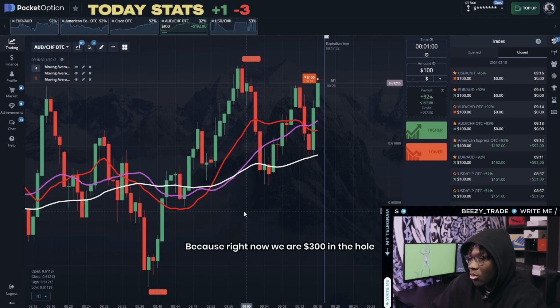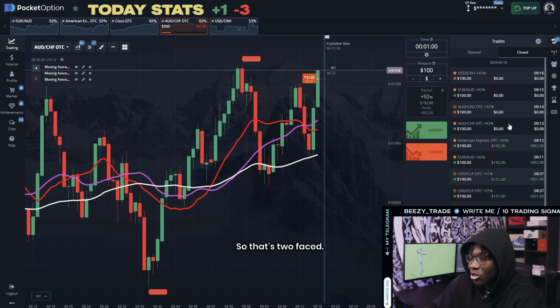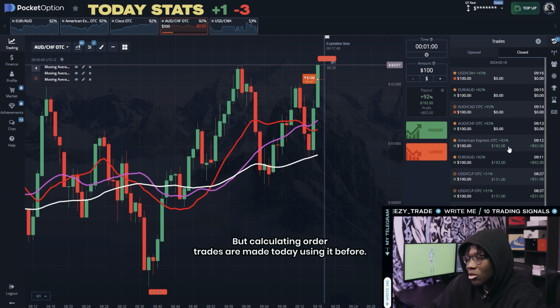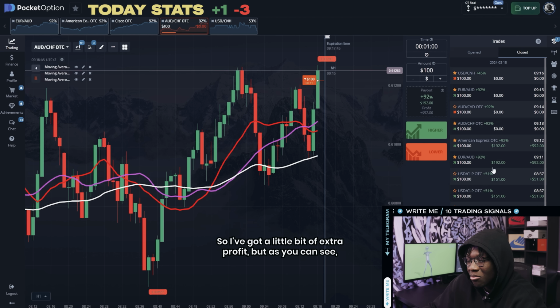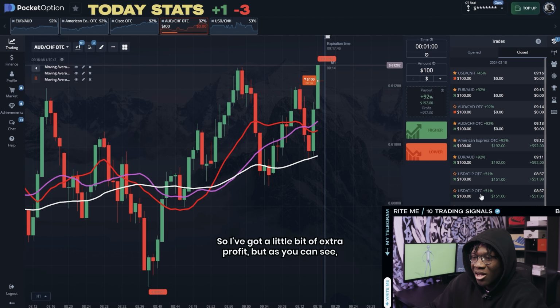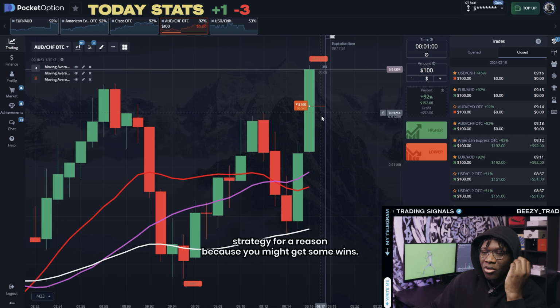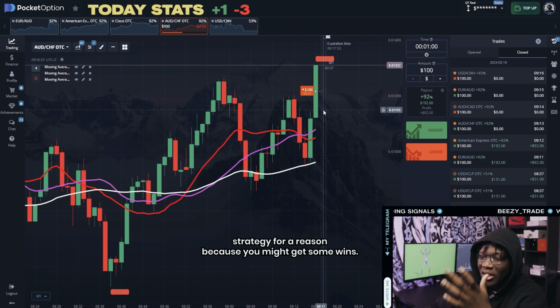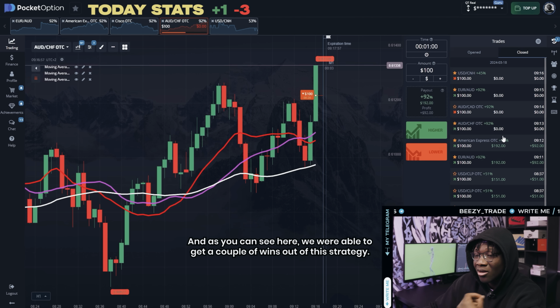Because right now we are $300 in the hole, after being $400 in the hole. So that's 2 trades we won. But calculating all the trades I made today using it before, I got a little bit of extra profit. But as you can see, it's an easy strategy for a reason, because you might get some wins. And as you can see here, we were able to get a couple of wins out of this strategy.